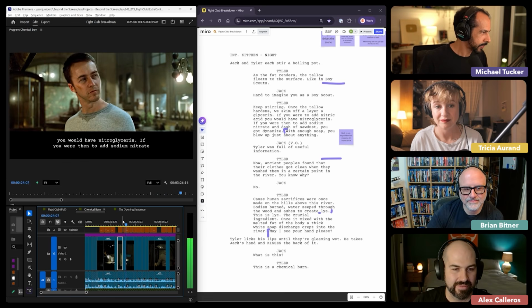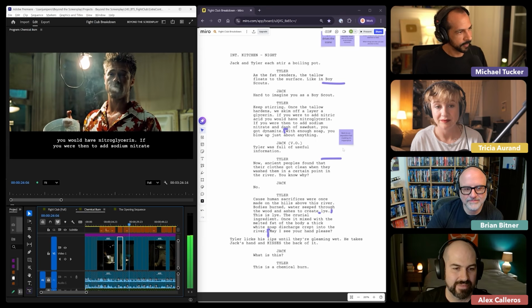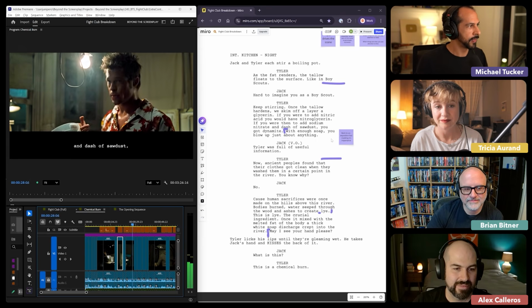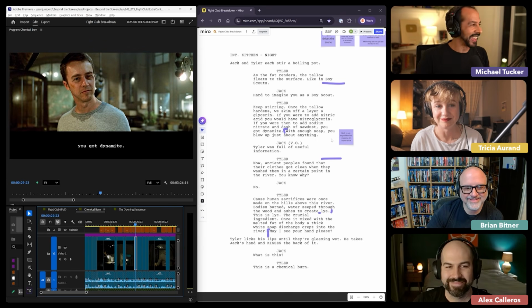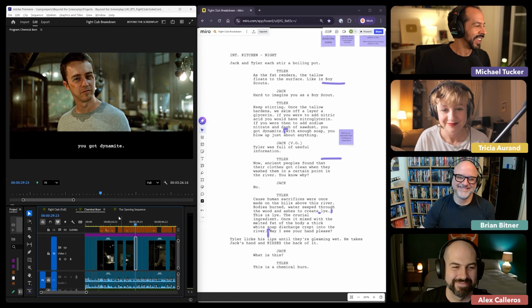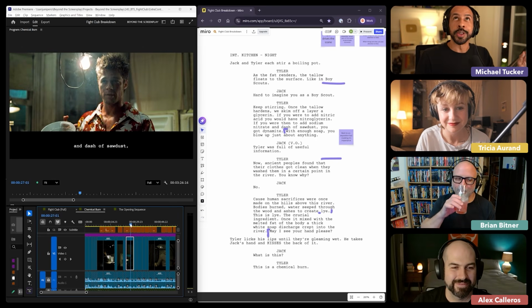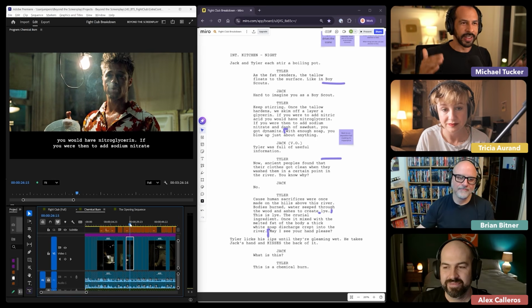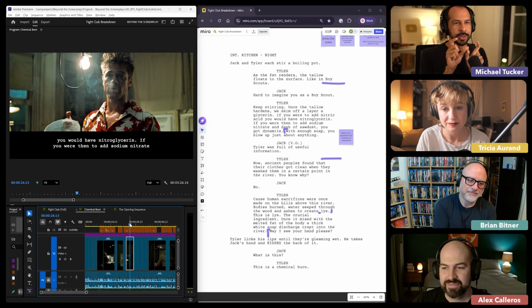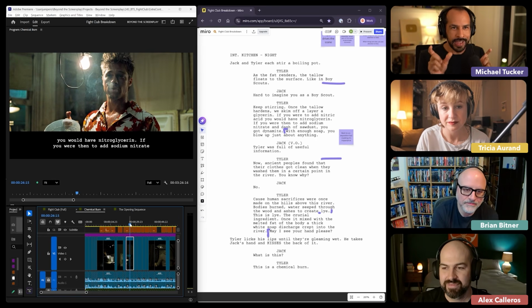If you add nitric acid, you got nitroglycerin. If you were then to add sodium nitro, dash the sawdust, you got dynamite. And so again, I love that look moment here. Yeah. And also because he's moving at that dynamite line, there's a little bit of silence after that. So we get to hang on that, and it draws attention to, you've got dynamite.